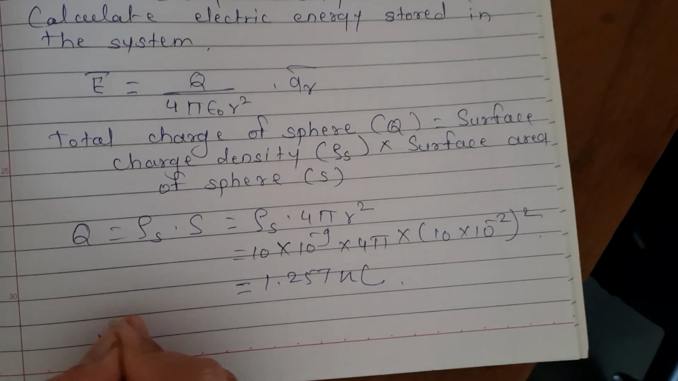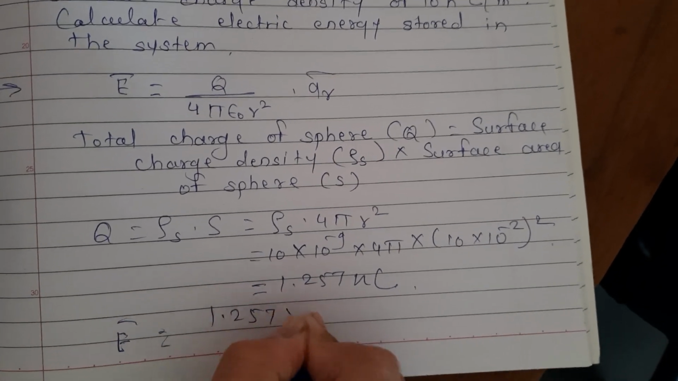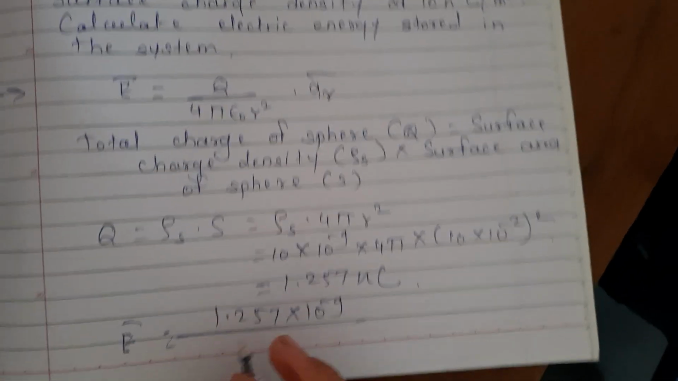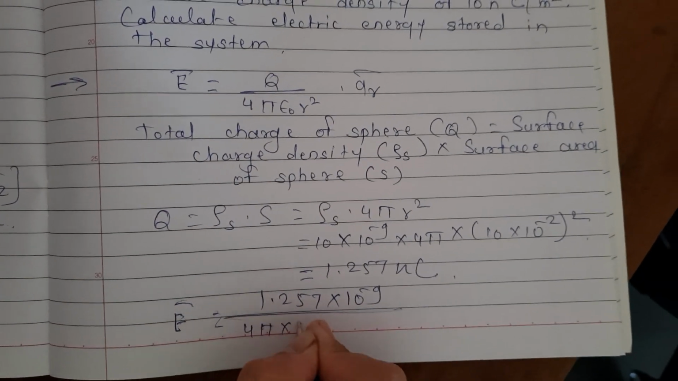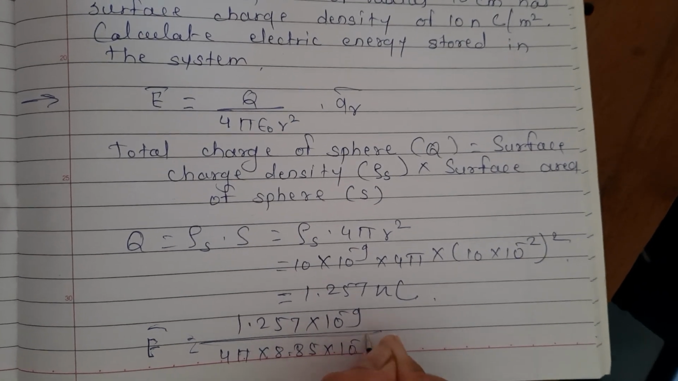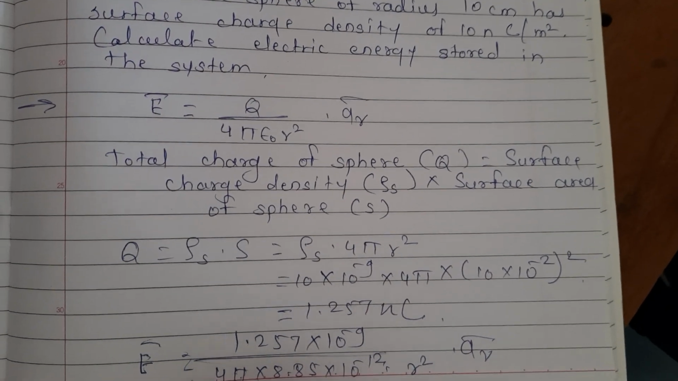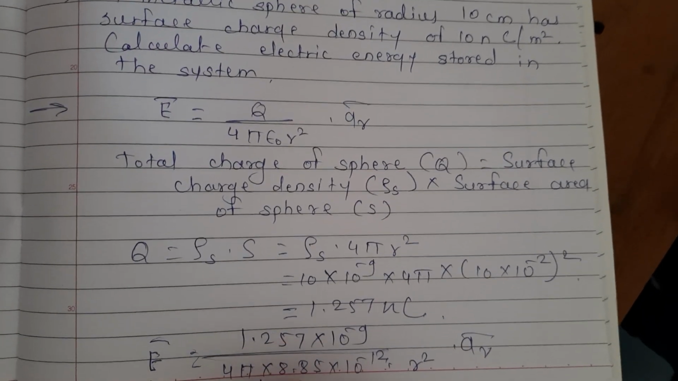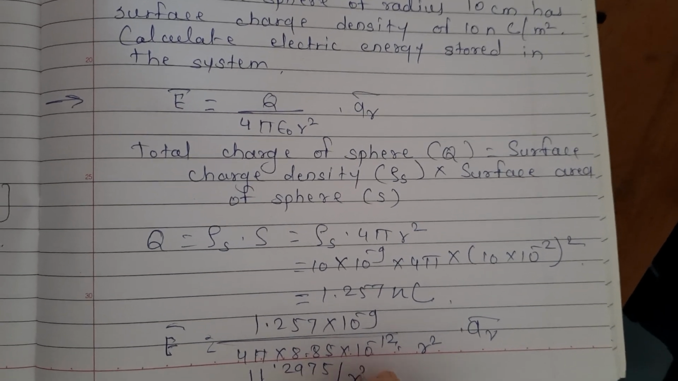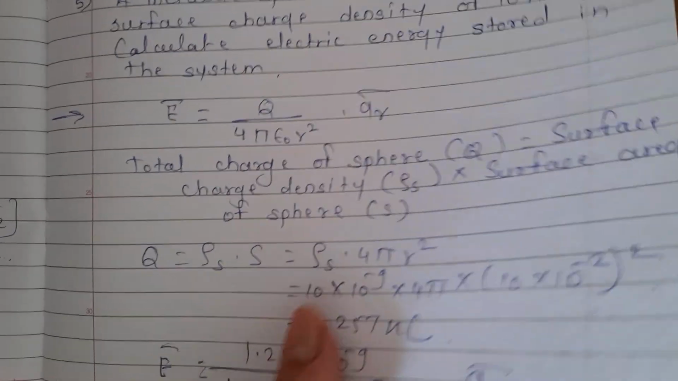So E bar is equal to 1.257 nano, means 10 raised to minus 9, divided by 4 pi into 8.85 into 10 raised to minus 12 into R square A R bar. So this value is 11.2975 by R square A R bar. This is the value of E bar. Now we can write the magnitude, E is equal to 11.2975 by R square.